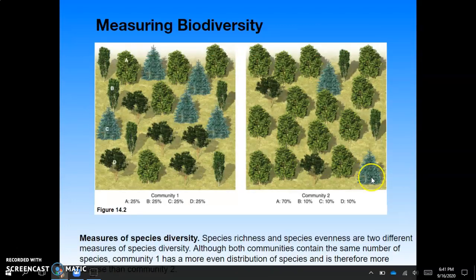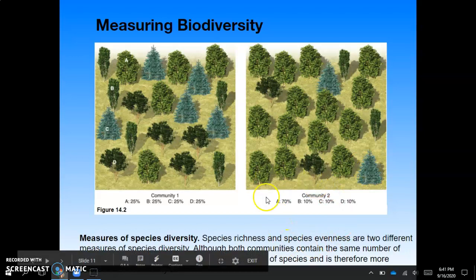However, in this second community, we still have a high number of species diversity because we've got 4 different types of trees, but the evenness is skewed, right? So the evenness of this community is skewed towards the species A.